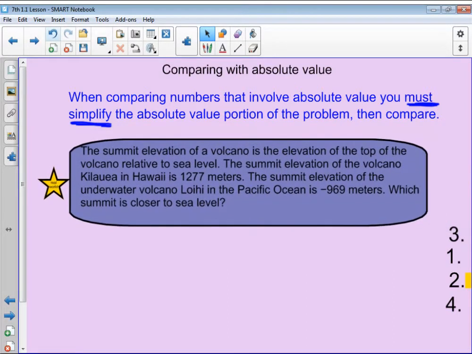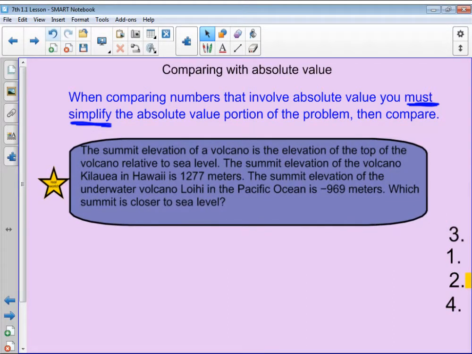Let's try a real world problem. The summit elevation of a volcano is the elevation of the top of the volcano relative to sea level. The summit elevation of the volcano Kilauea in Hawaii is 1,277 meters. The summit elevation of the underwater volcano Loa in the Pacific Ocean is negative 969 meters. Which summit is closer to sea level?